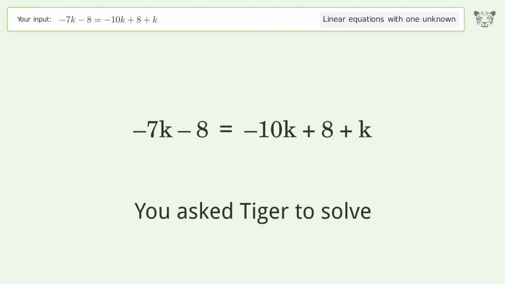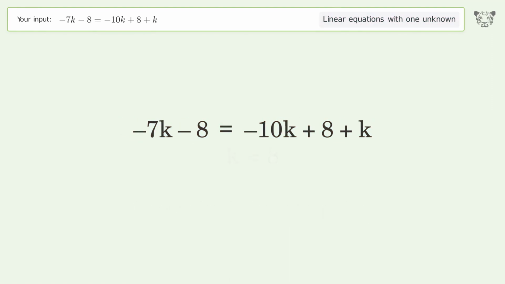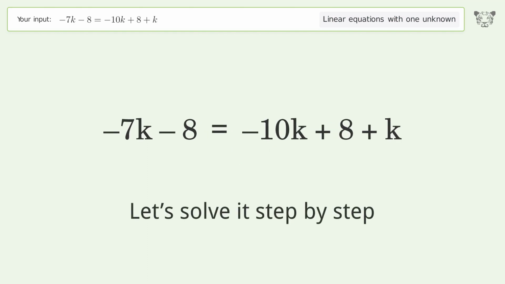You ask Tiger to solve. This deals with linear equations with one unknown. The final result is k equals 8. Let's solve it step by step.